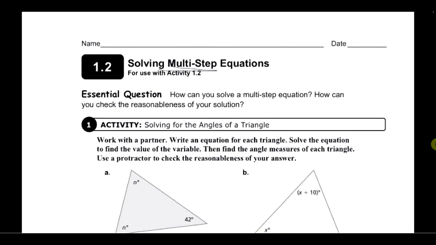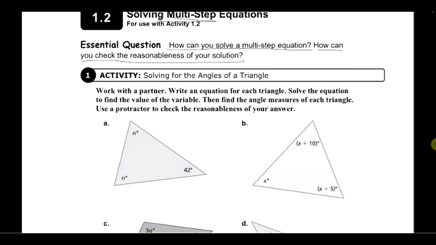Now, what I want you all to do, you get points for this, is to underline the key essential question. How can you solve a multi-step equation? How can you check the reasonableness of your solution? All these answers should be reasonable. If they're not, you should take another look at it.